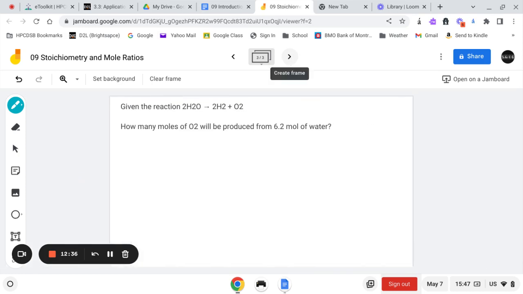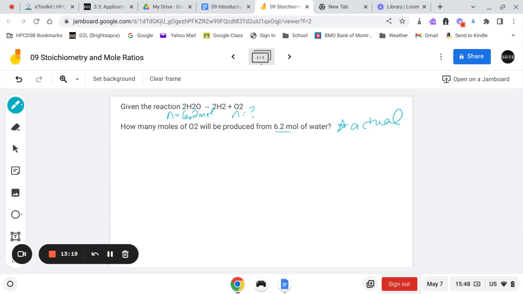So here's the reaction for water decomposing into hydrogen gas and oxygen gas. And it says how many moles of oxygen. So we're going to stop right there and we're going to come over to oxygen and fill that in. We do not know the moles of oxygen that will be produced from 6.2 moles of water. So we come over to water and we write down 6.2 moles right there. So remember, these are the actual values. And they don't mention hydrogen here, and that's perfectly fine. You can only put 2 substances in a mole ratio, so they just have to pick 2. They can't have 3 in there.